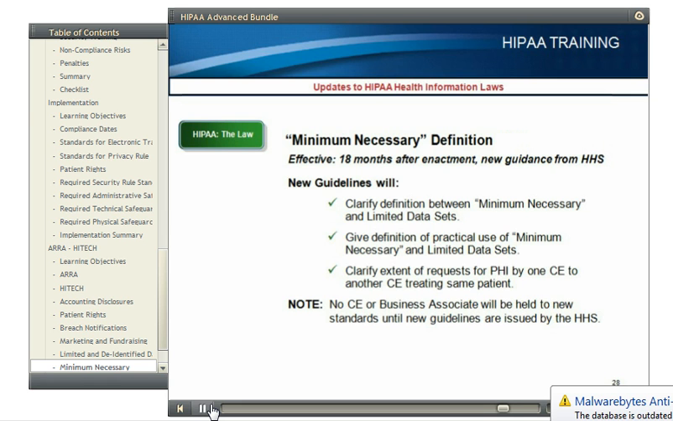Minimum necessary definition. Effective 18 months after enactment. New guidance from HHS. New guidelines will clarify the definition between minimum necessary and limited datasets, give a definition of the practical use of minimum necessary and limited datasets, and clarify the extent of requests for PHI by one CE to another CE treating the same patient. Note: no CE or business associate will be held to the new standards until new guidelines are issued by HHS.